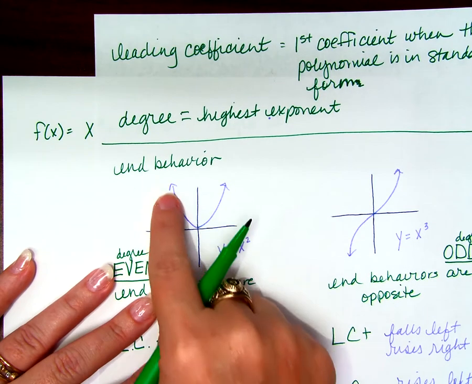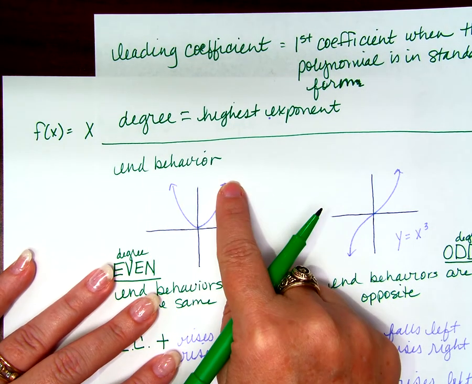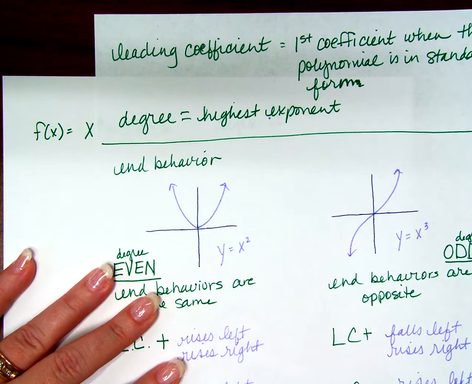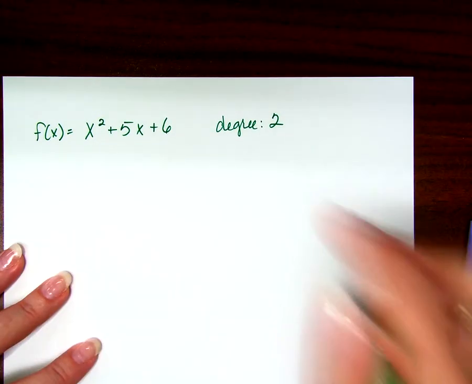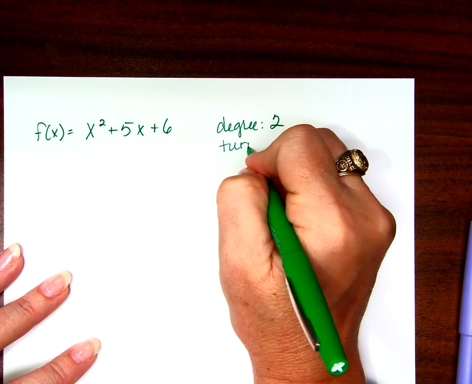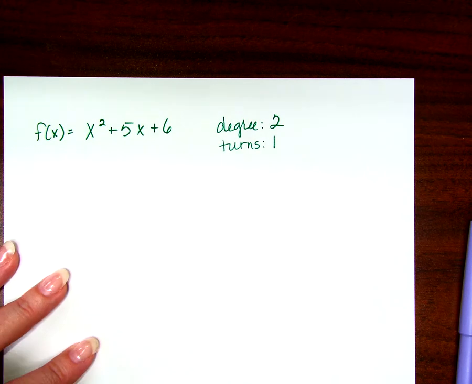Well, how many times has this changed direction? Just one time, right? It has one change of direction. We also call those turns. How many turns does it have? It has one.